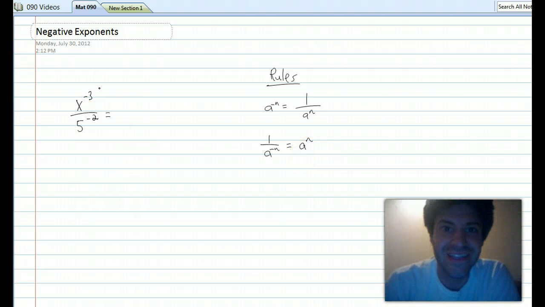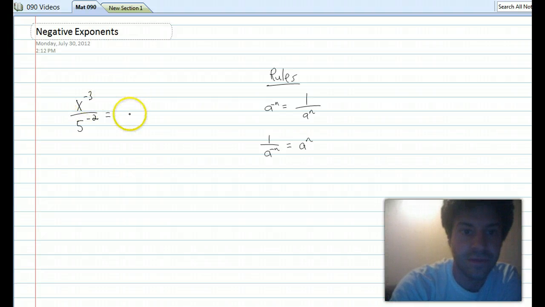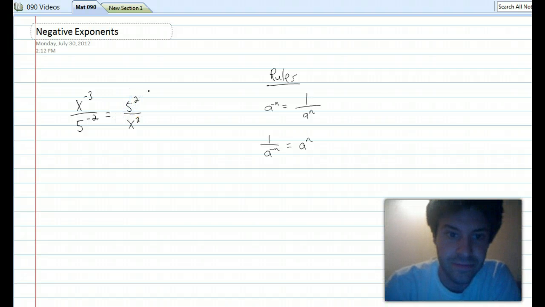Let's take a look at x to the negative 3rd power divided by 5 to the negative 2nd power. Now I just gave you the basic concept. If you have a negative exponent in the numerator, you can take that term, move it to the denominator, and make the exponent positive. You can do the same thing with this term in the denominator. You have a negative exponent, move it up to the numerator, and make the exponent positive. Now we have 5 squared over x cubed.